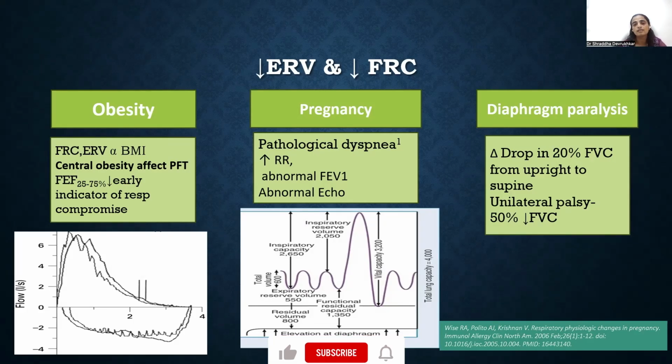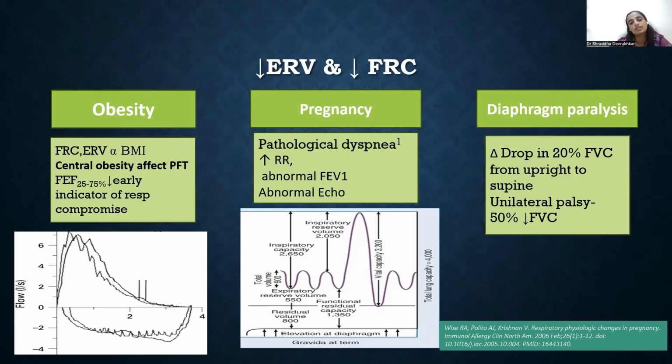In pregnancy, due to elevation of the diaphragm and the stretching of the muscles, most of these patients will have a drop in FRC, especially at the gravida. Most of these patients are also tachypneic physiologically because they are pregnant, with hormonal changes and all. So how do I identify what is pathological dyspnea?